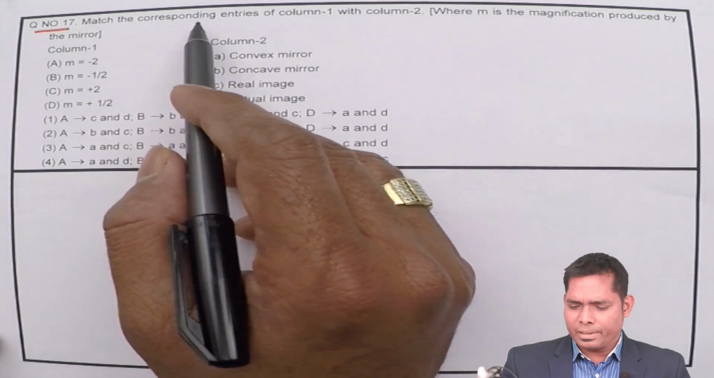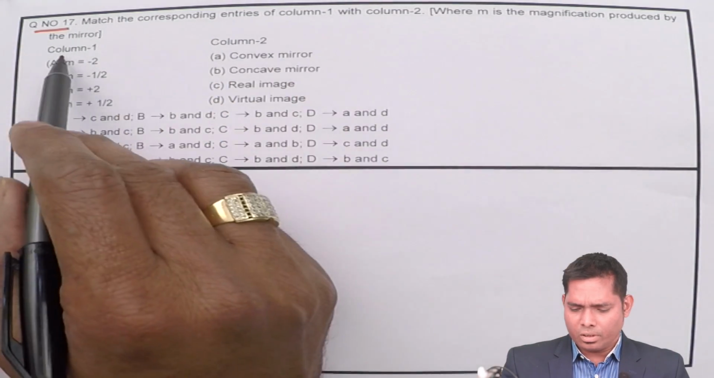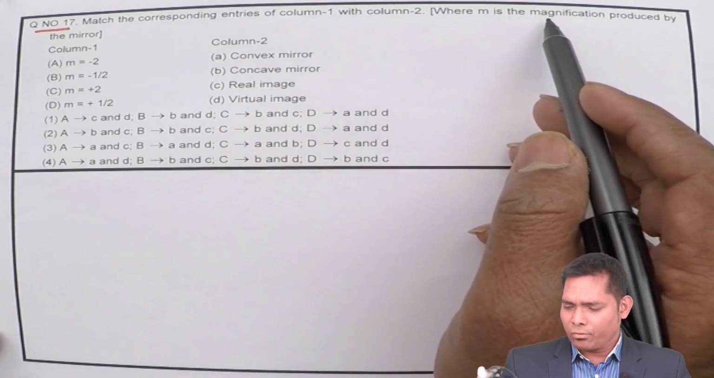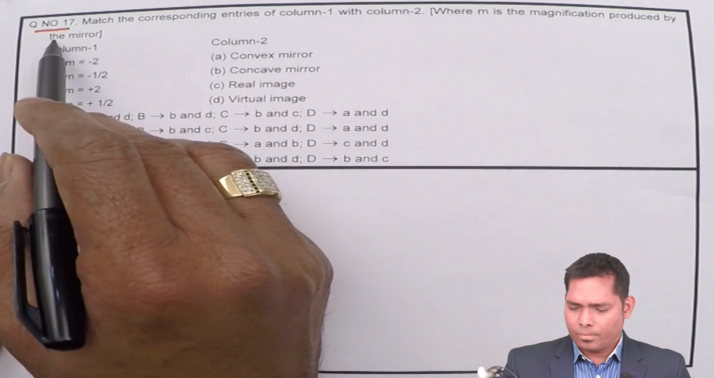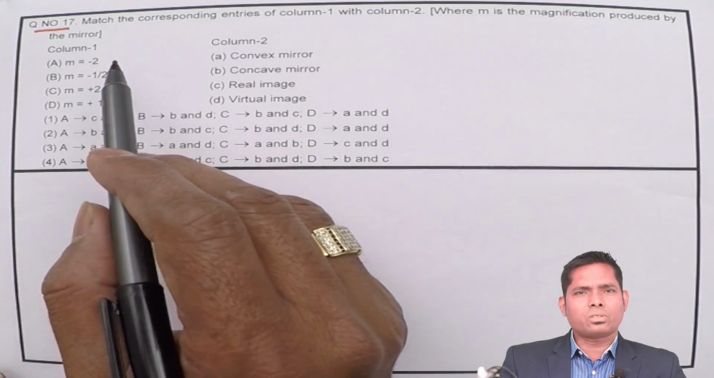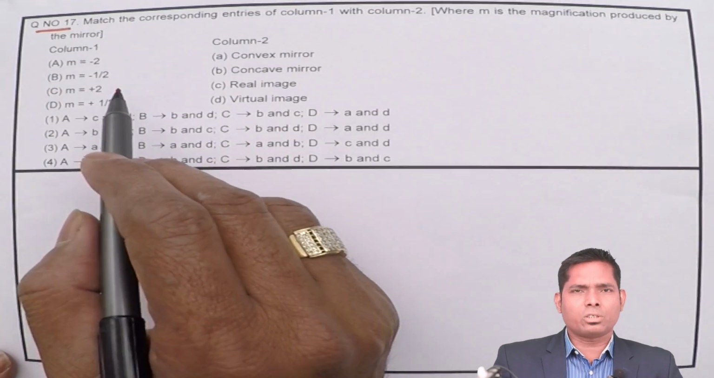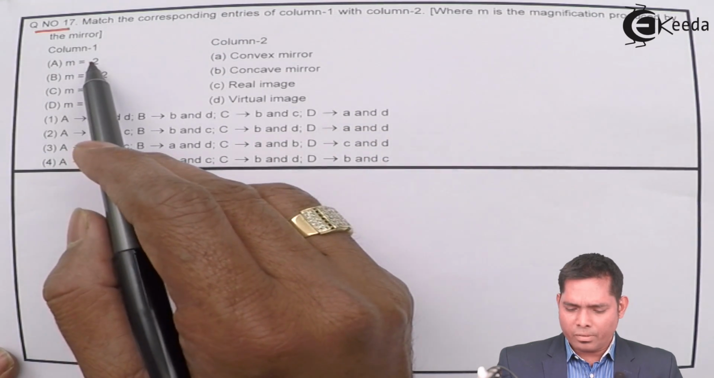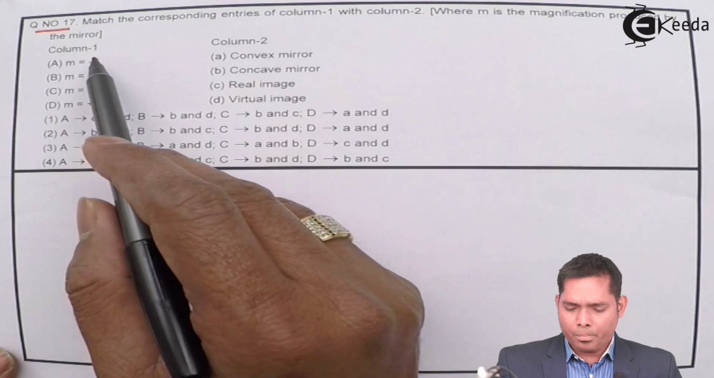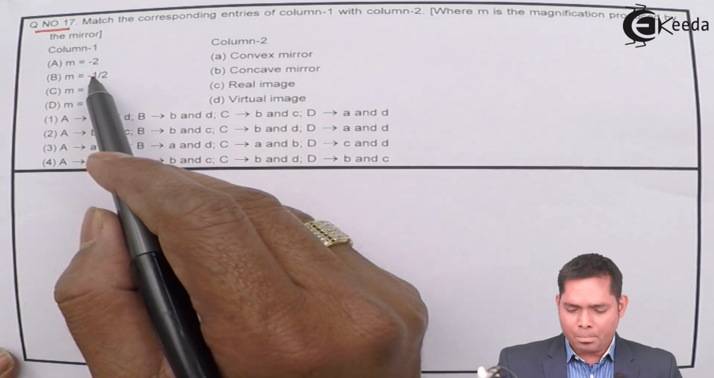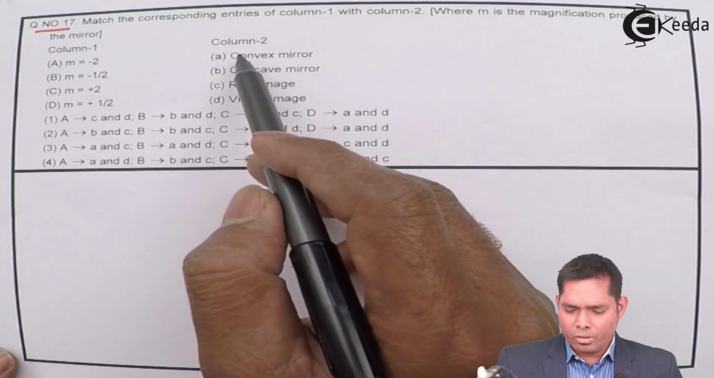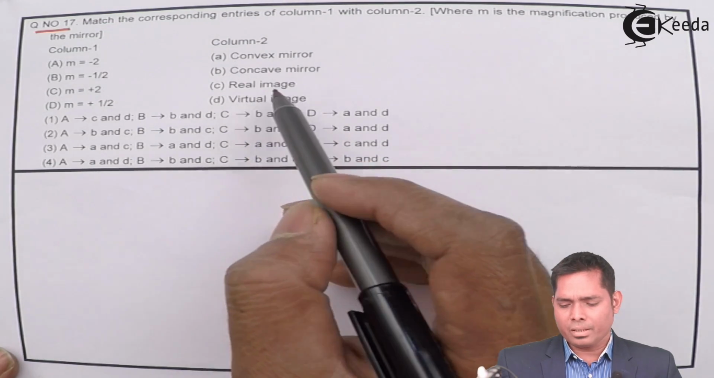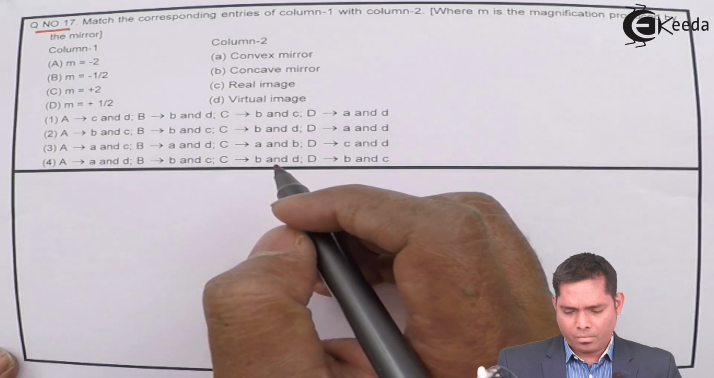Match the corresponding entries of column 1 with column 2, where M is the magnification produced by the mirror. Here we have magnifications given as A, B, C, D: -2, -1/2, +2, +1/2. Here we have a convex mirror, concave mirror, real image and virtual image.